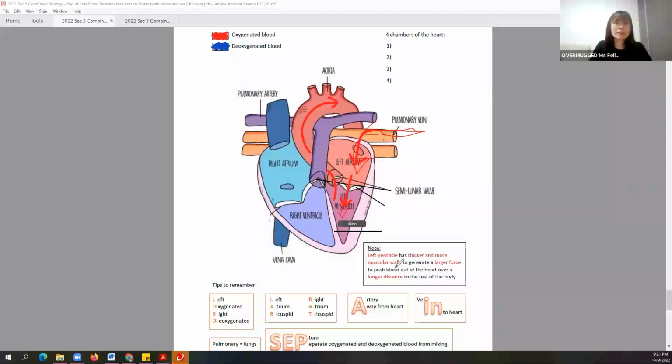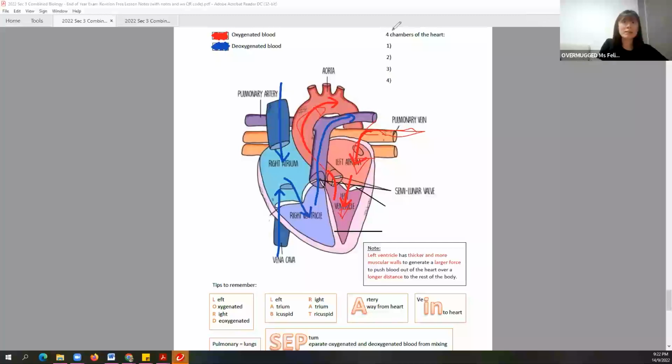Then for deoxygenated blood, I will change my pen to blue color. So for deoxygenated blood, it will be on the right side. So blood will come in through the vena cava. Then it will go from the atrium to the ventricle. Then it will get out. Yeah, so actually to remember it, you just go by how to remember atrium and ventricle. By the way, atrium and ventricle are actually known as chambers.